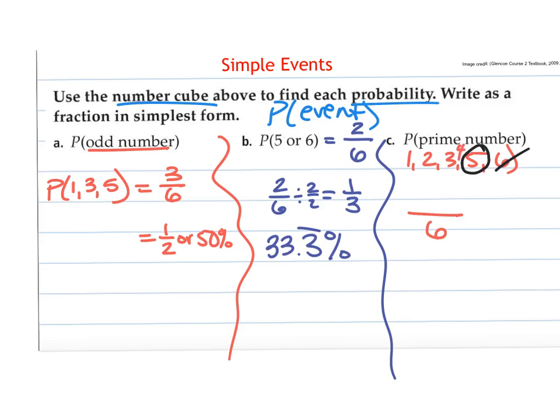I forgot the 4. Hello. 4 is not prime. It is composite because 2 times 2. 3 is prime. 2 is prime, just 2 and 1. Here's the tricky one, though. Is 1 prime or composite? It's neither because its only factor is itself. So that's 3 of the 6 numbers. There is a 1/2 or 50% probability of getting a prime number.